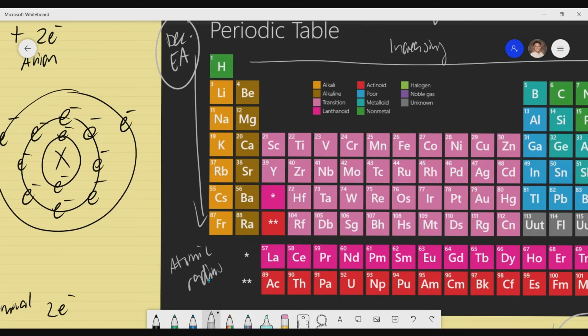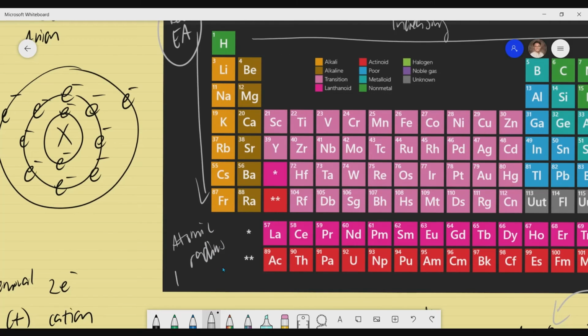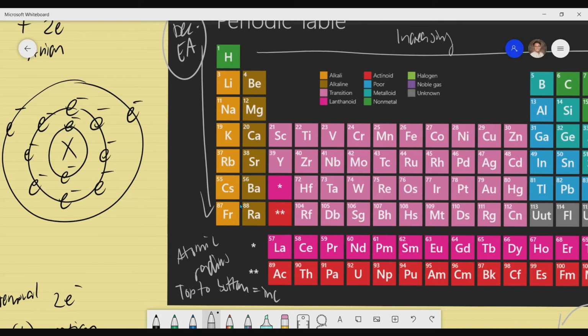Dahil nga naalala natin ang atomic radius from top to bottom increasing. Pababa, lalong lumalaki ang atom. So dahil mas lalong lumalaki ang atom, ibig sabihin kapag lalong mas lumalaki ang atom, yung distansya ng bawat electron sa isa't isa ay lumalayo din. So dahil lumalayo din ang distansya ng mga electrons sa isa't isa, hihina ang kanilang attraction. Okay, so they're not with each other, but rather the electron's attraction with that of the nucleus is also decreasing. Okay, so let me clear that up.